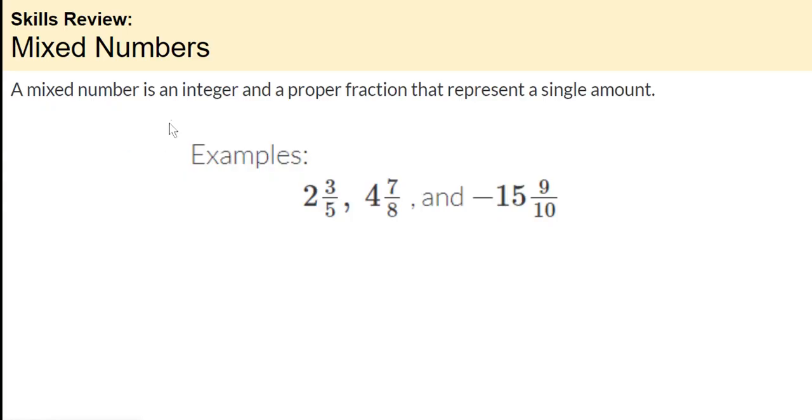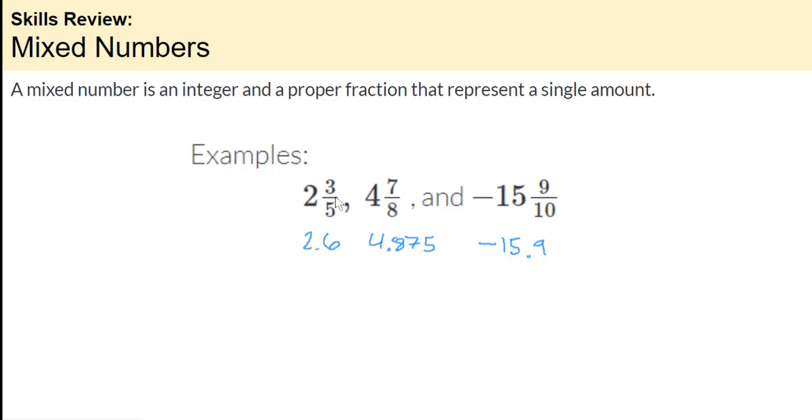So 2 3/5 is the same thing as 2.6. Okay, and then you got 4 7/8 can be written as 4.875. And then -15 9/10 can be written as -15.9. So you can have a visual representation of what they mean.